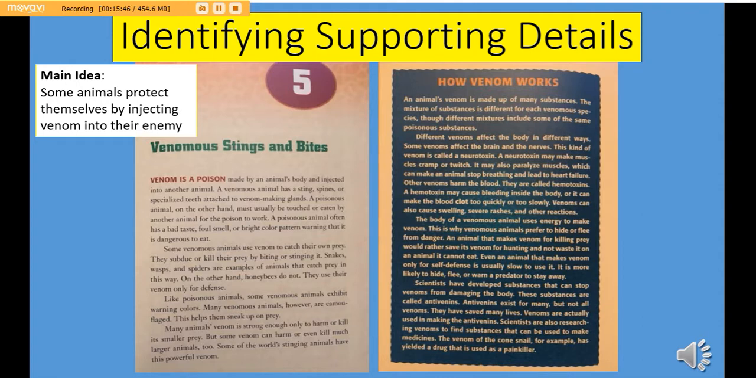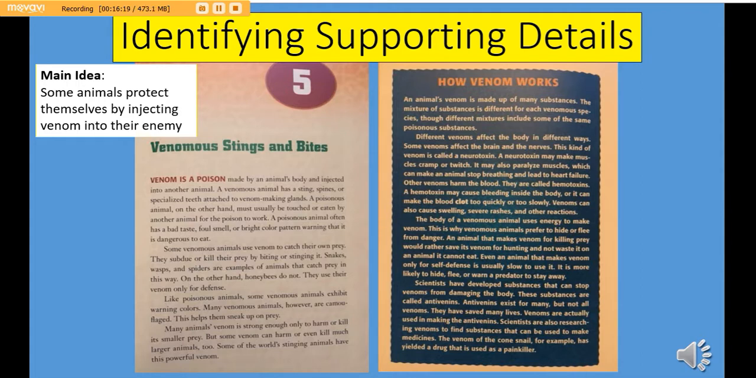A neurotoxin may make muscles cramp or twitch. It may also paralyze muscles, which can make an animal stop breathing and lead to heart failure. Other venoms harm the blood. They're called hemotoxins. A hemotoxin may cause bleeding inside the body, or it can make the blood clot too quickly or too slowly. Venoms can cause swelling, severe rashes, and other reactions.